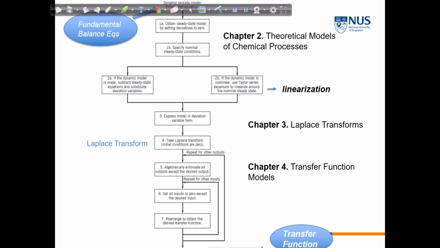Then we move to step 3. We can express the model in deviation variable form now. It's perfect to take the Laplace transform because the initial conditions are 0. And then it's the solving process we discussed earlier, a repeated process to eliminate the output and rearrange the whole function to get the final transfer function. Okay, so this is a general procedure to develop the transfer function models.